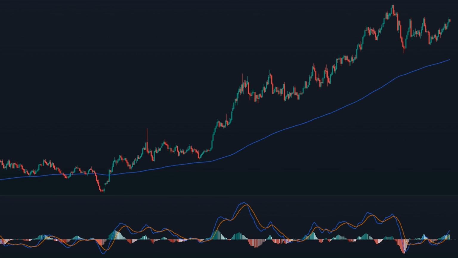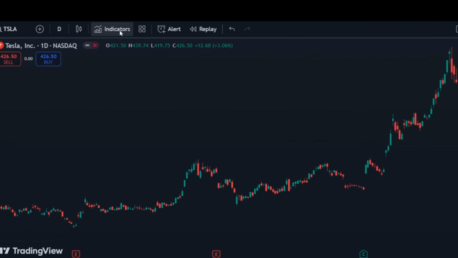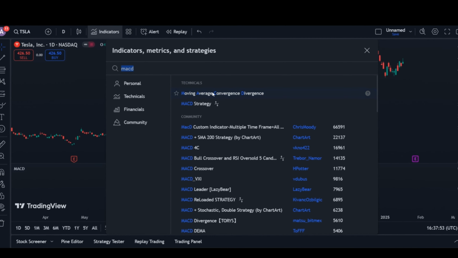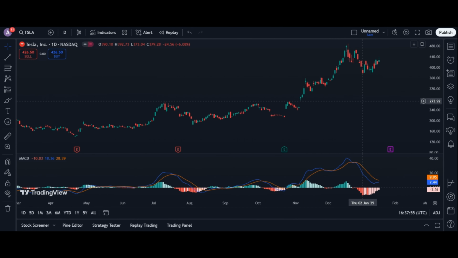For using MACD, you should go to TradingView, go to the indicator chart, search for MACD and add it to your chart.